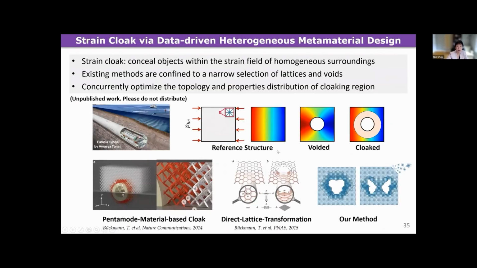And recently, this work is being reviewed right now. We're using this method to achieve what we call the strain cloak. A strain cloak is a method that you can use to conceal an object within the strain field of homogeneous surroundings. So if you imagine that this is a structure with the unit cell repeated everywhere, and this is the strain, like a displacement field. After you put a void in the middle, without cloaking, you can see that the displacement field will be very different.